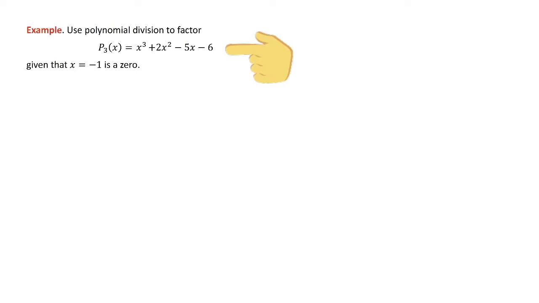I'm given the global form of a polynomial. I don't like to write P3, but it's a third order polynomial, so it should have 3 zeros. We're going to use polynomial division as the tool to factor this, and I'll show you how. They tell us x equals minus 1 is a 0. The problem here is that in order to start the machine, I need 1 zero.